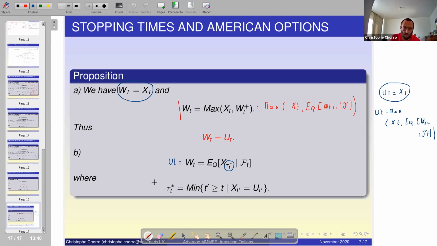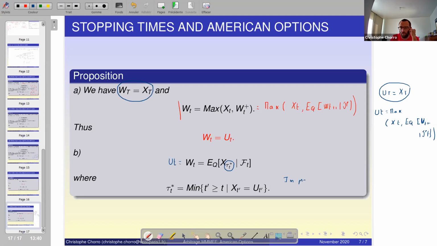So you have here a theoretical expression of what to do if you are at time small t in order to exercise in the best way your American option at a future date. It's what you have to do here. But unfortunately, here I have a theoretical expression, but how to obtain this one in practice?